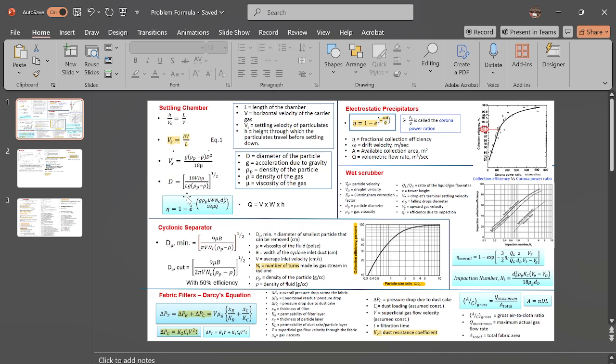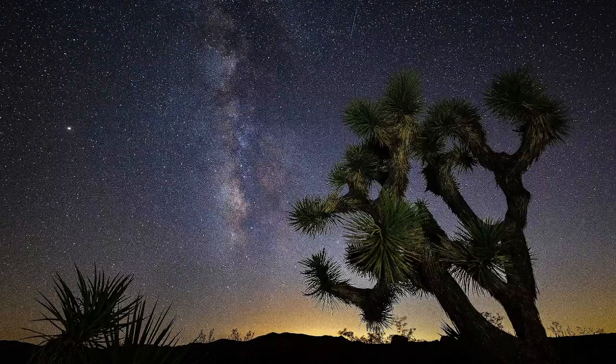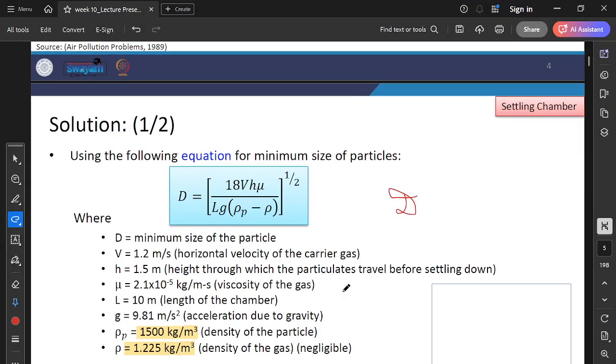For settling velocity, Stokes law will be applied, and we got this diameter formula and the efficiency formula. So the diameter of a particle equals [18 × v_h × μ × H / (L × g × (ρ_p − ρ))] to the power 1/2, or root. All is known: V is the horizontal velocity, 1.2 given. The height of the chamber we know. Mu, the viscosity, we know.